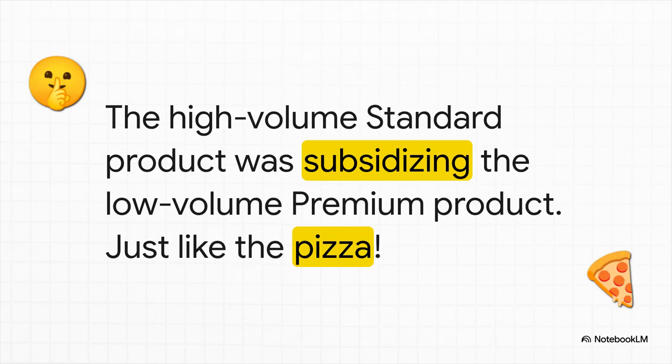So what was really going on here? It was the pizza problem all over again. Their simple, high-volume standard product was getting unfairly loaded up with overhead costs it wasn't even causing. And that was hiding the true, much higher cost of their complex, low-volume premium product. One product was subsidizing the other, and they had no idea.